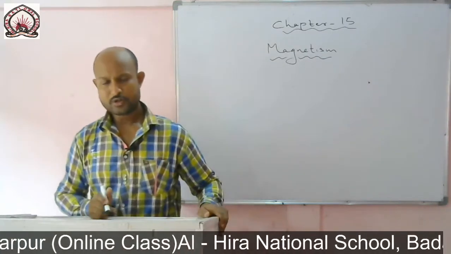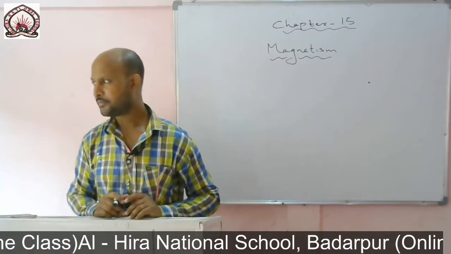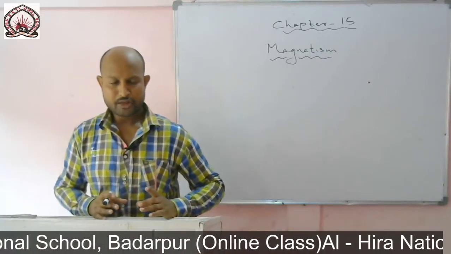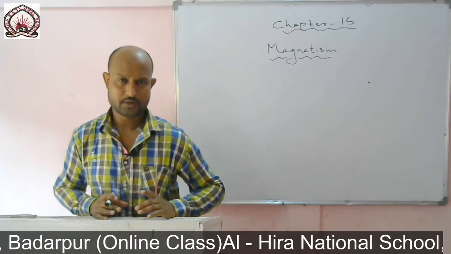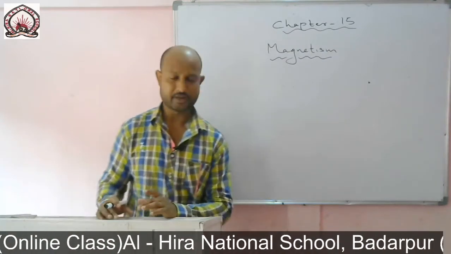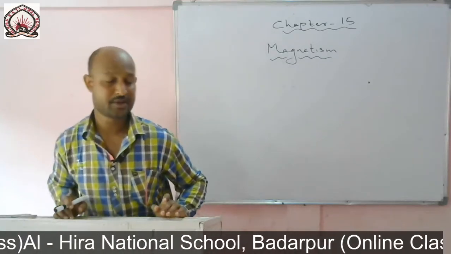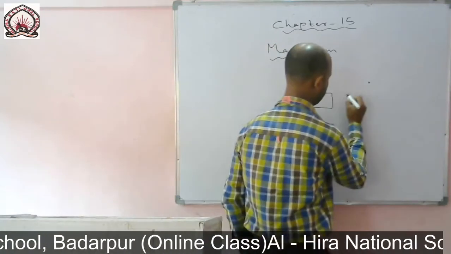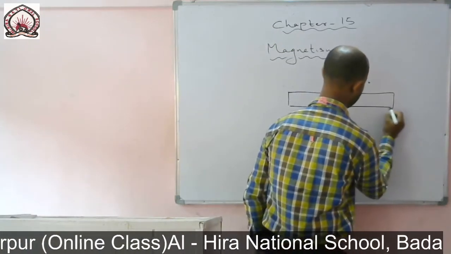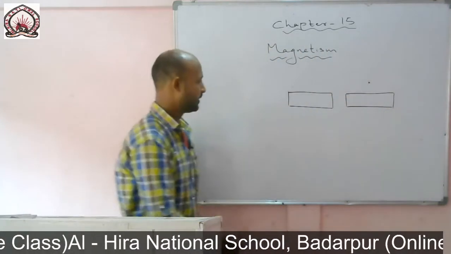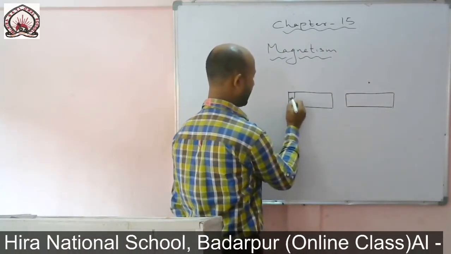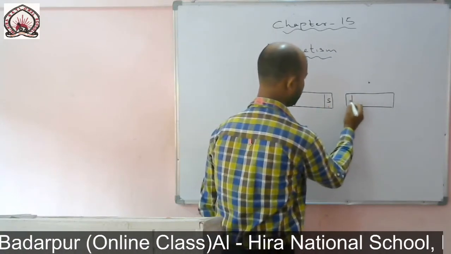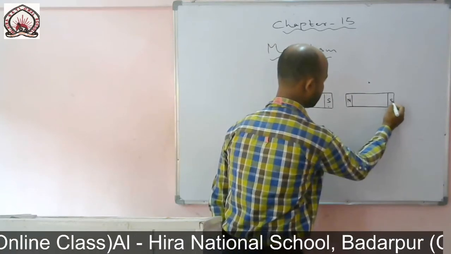Okay, we know that if we bring two bar magnets close to each other, we find that in some cases the magnets get attracted, and in some cases the magnets get repelled. For example, you have brought two bar magnets. Consider this pole as the north pole and this pole as the south pole. Here, this pole as the north pole and this pole as the south pole.